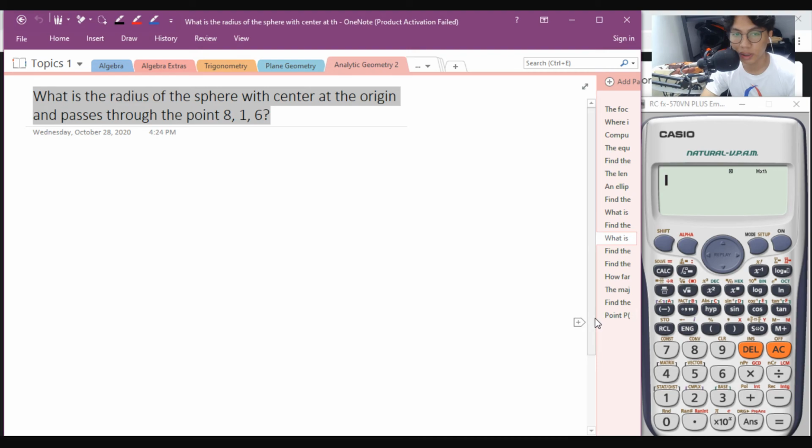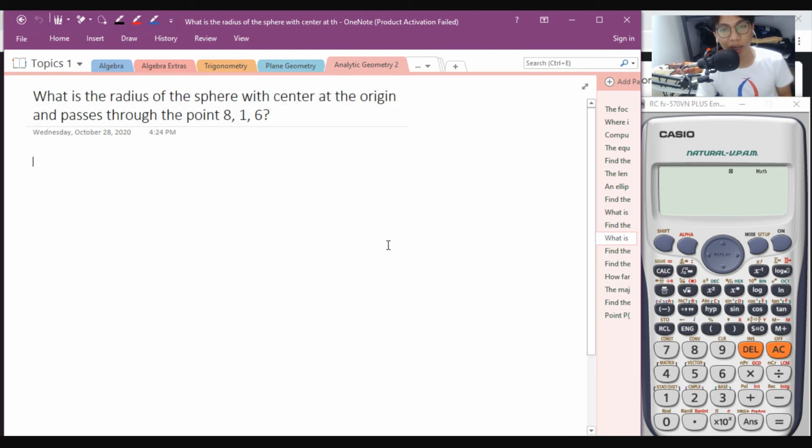Next one. What is the radius of the sphere with center at origin, so center at 0, 0, and passes through point (8, 1, 6)? Sphere, circular yan. Pag sphere, that is x squared plus y squared plus z squared, 3-dimensional, equal to r squared. So, what is the radius of the sphere? Basic lang.